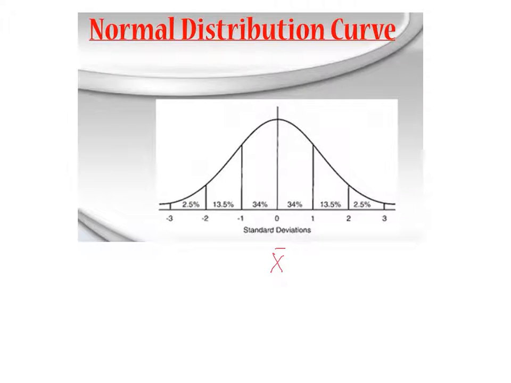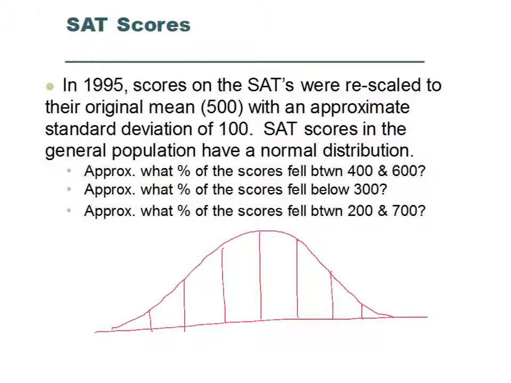Let's look at an example. Let's take a look at this SAT problem. Back in 1995, they reworked the SATs and they scaled them so that the mean would be 500 and the standard deviation would be 100. Okay, and SAT scores tend to have this normal bell-shaped curve to them.